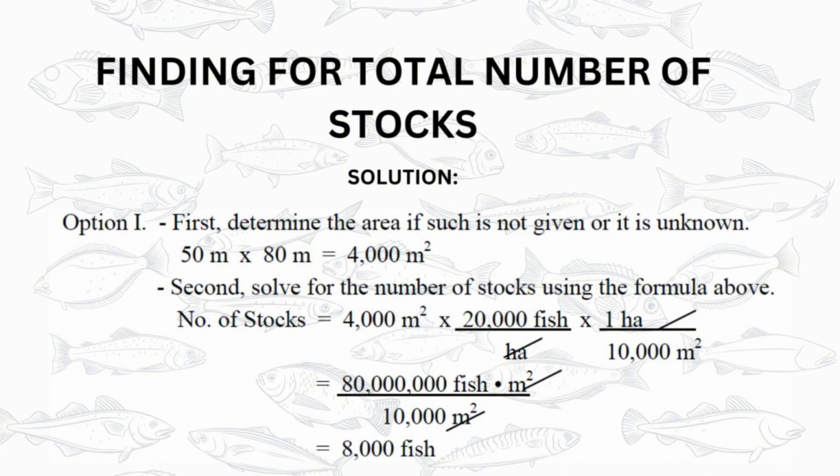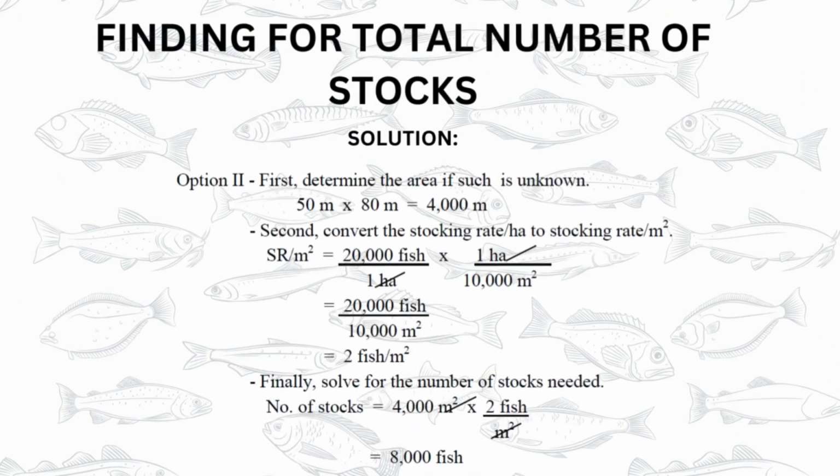Substitute the values, then convert 1 hectare into square meters to get 10,000 square meters as the unit per area. So 80 million fishes per square meters over 10,000 square meters. Just cancel out the same units, then we get 8,000 fish as the total number of the stocks.